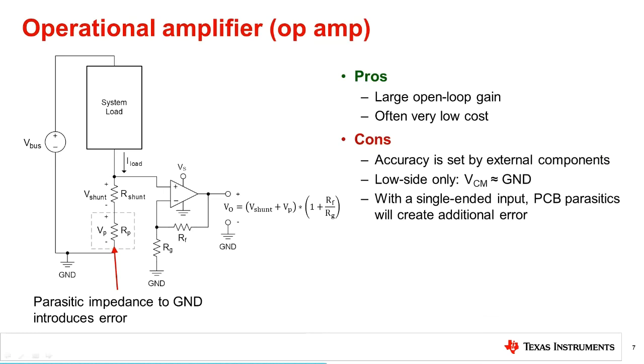Op-amps offer the most basic implementation and typically are used in lower accuracy, low-cost applications. However, the cost savings are offset if high-accuracy external components are used to increase precision. Because the common mode voltage of an op-amp is limited to its supply voltage, these are best suited for low-side measurements. If implemented with a single-ended input to the op-amp, any parasitic impedances on the printed circuit board, PCB, between our shunt and ground will create errors due to additional voltage drop.